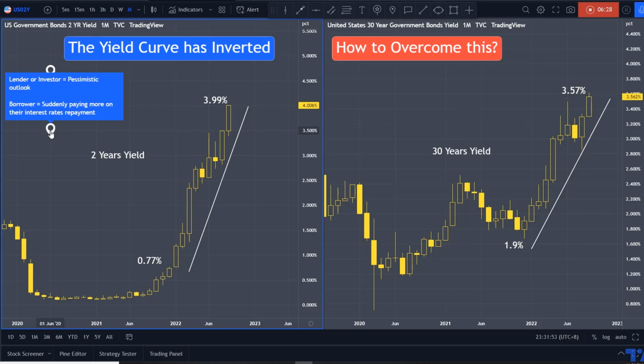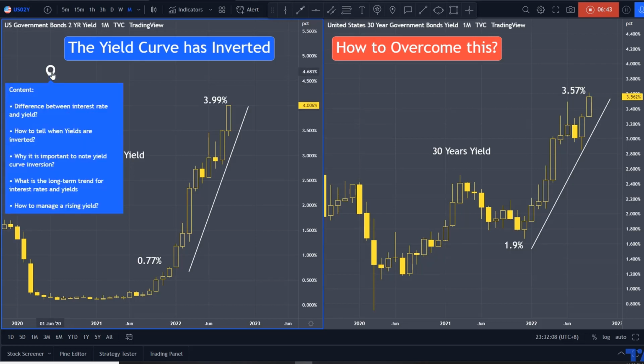So what happens when the yields are inverted? It means that suddenly the borrowers, whether an individual or a company, will find ourselves paying more on interest rate repayment. I hope that brings some light to how to understand the yield curve and its impact. Now let's go to point number 4: what is the long-term direction, the long-term trend for interest rates or the yield?